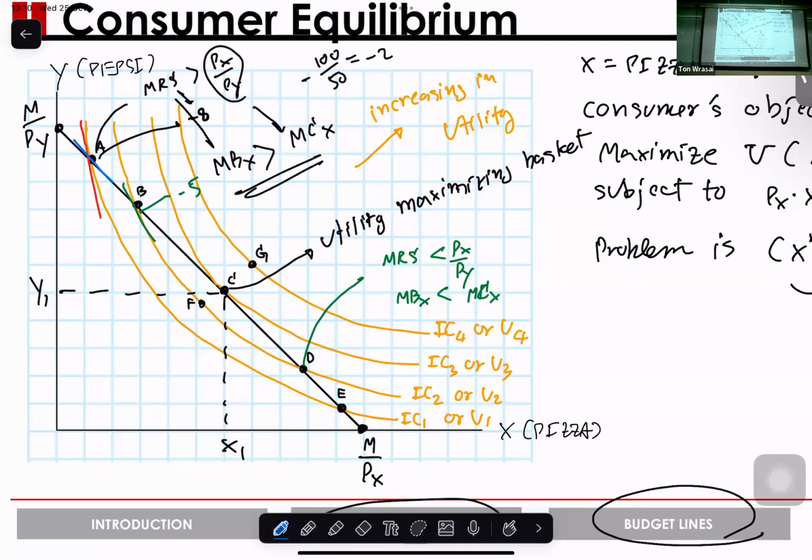Why not B? Why not basket B, or A, or D, or E? Why C? Because you recommend C, I can also see that A, B, C, D, E are on the same budget line. All of them are on the same budget line. So I ask you, why not A or B or D or E?